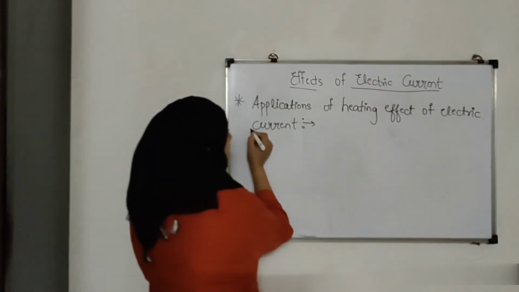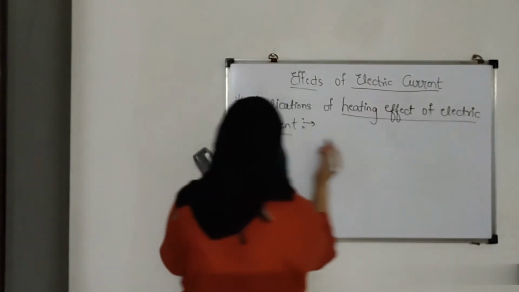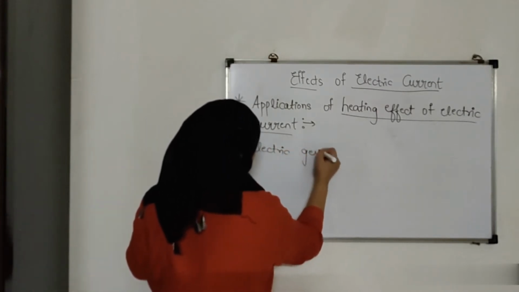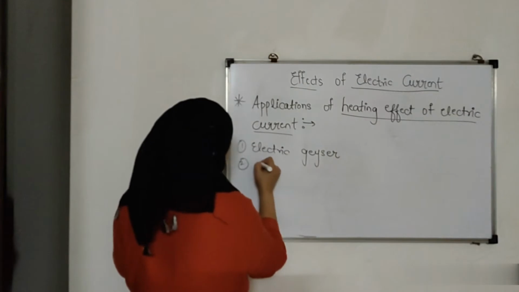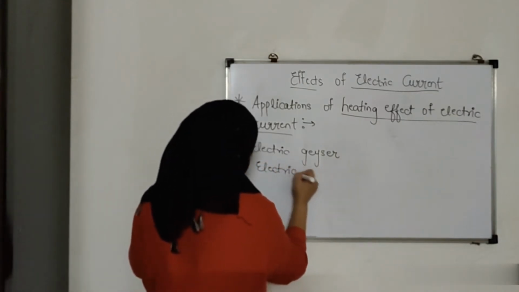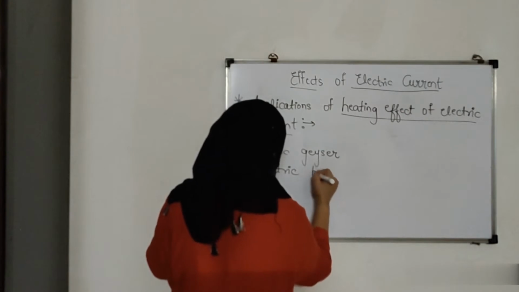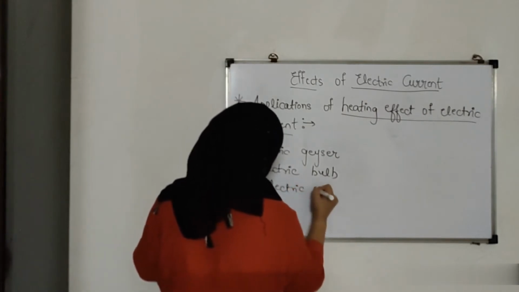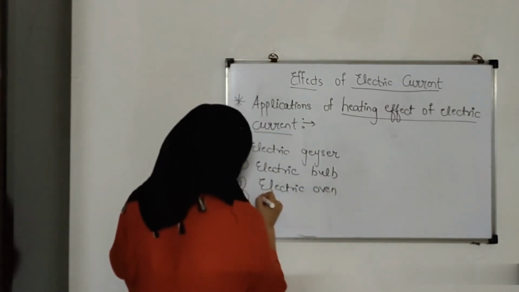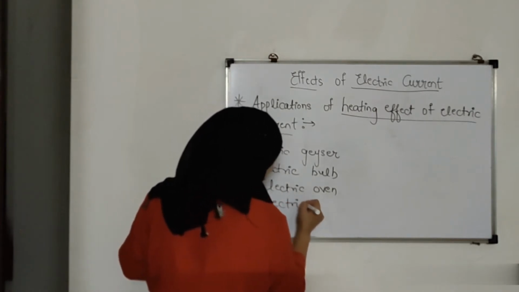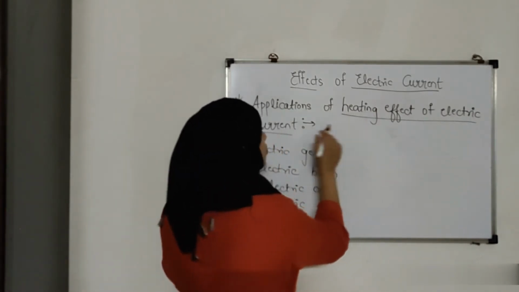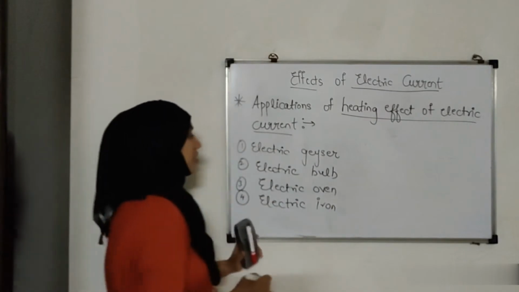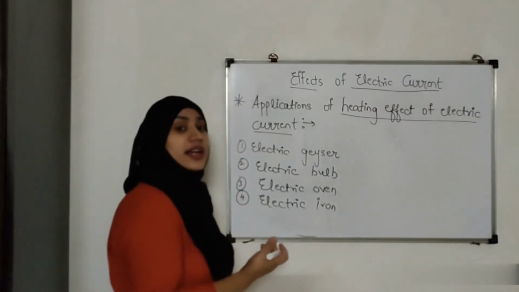The heating effect of electric current is used in many electrical appliances, like I can say electric geyser, electric bulb, electric oven, electric iron, electric furnace. This effect is used in many appliances. These are the most common ones. Toaster, everything, all such appliances are used.